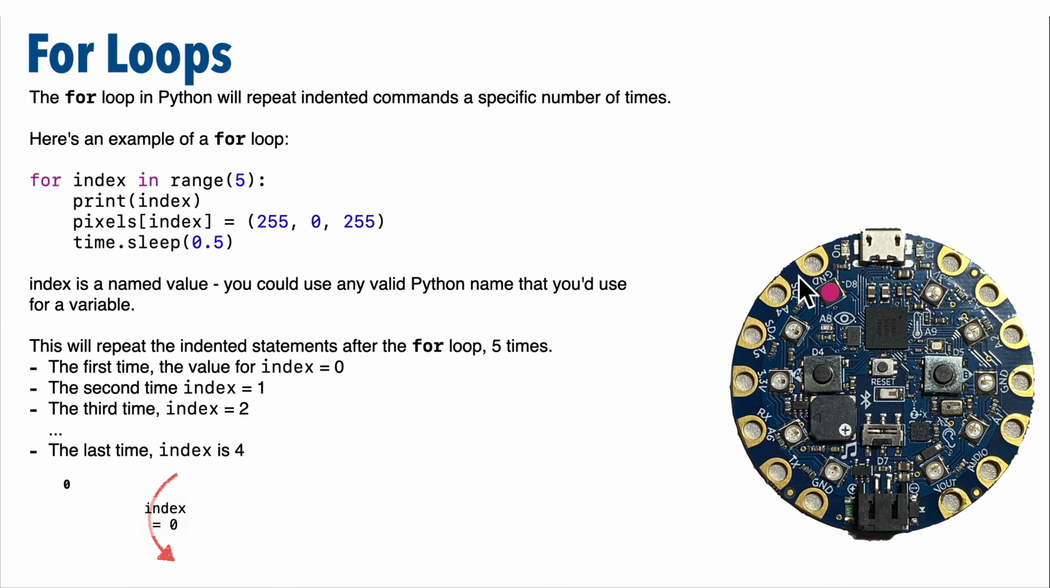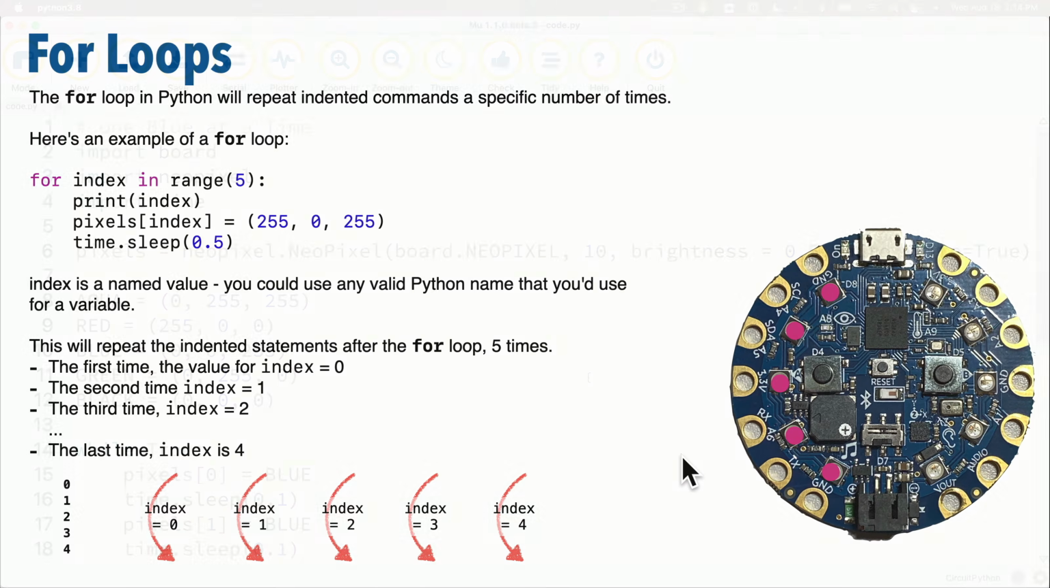Then the second time we go through the loop, index is going to be 1. So we print 1 and we light up pixels 1. The third time it's going to be 2, fourth time 3, fifth time 4. So you can see by using the for loop this way on the range 5 and by referencing the index inside, we print out the values from 0 through 4 and we light up pixels 0 through 4. This is super handy, it's very powerful, the for loop will be a staple of your own Python code, so let's give this a try in the REPL.